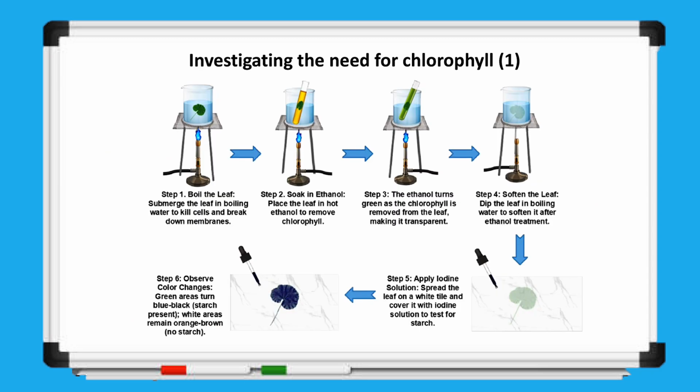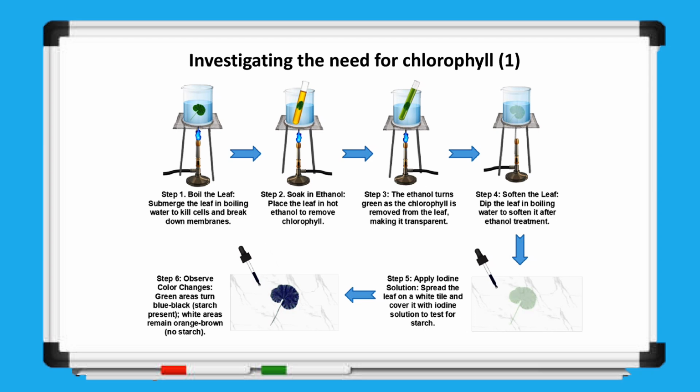This is our first practical, and here we'll follow a step-by-step method to carry out the test. This setup and process are designed to show whether chlorophyll is necessary for photosynthesis to occur. In step 1, we start by boiling the leaf in water. This is done to kill the cells and break down the cell membranes, making it easier for the chemicals to enter. In step 2, we transfer the leaf into ethanol and boil it again, usually using a water bath.